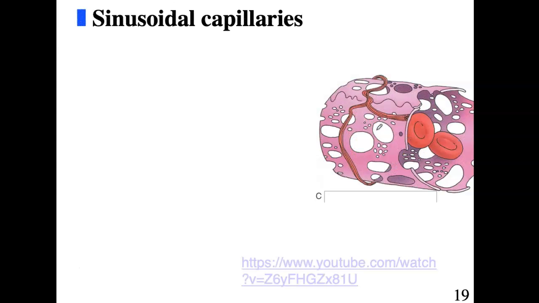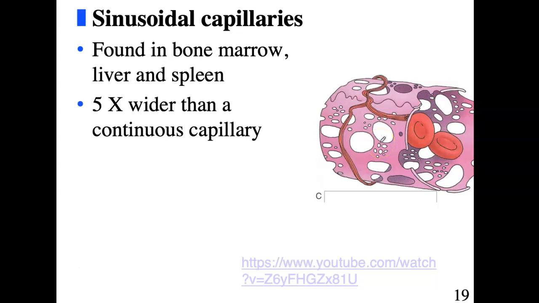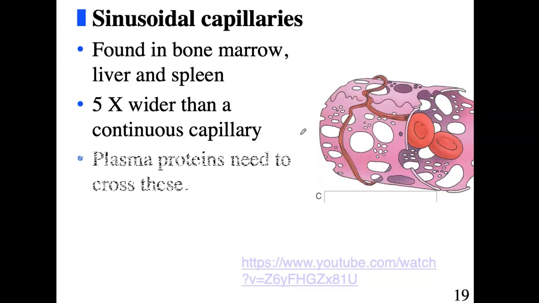Look at those videos. The third type is a sinusoidal capillary, and this one is a very, very leaky capillary. This one's found in the bone marrow. Think of bone marrow, how you make cells and the cells migrate out of the bone marrow. So this has got to be very leaky. In the liver and in the spleen, they have these holes in them. They're 5 times wider than a continuous capillary.